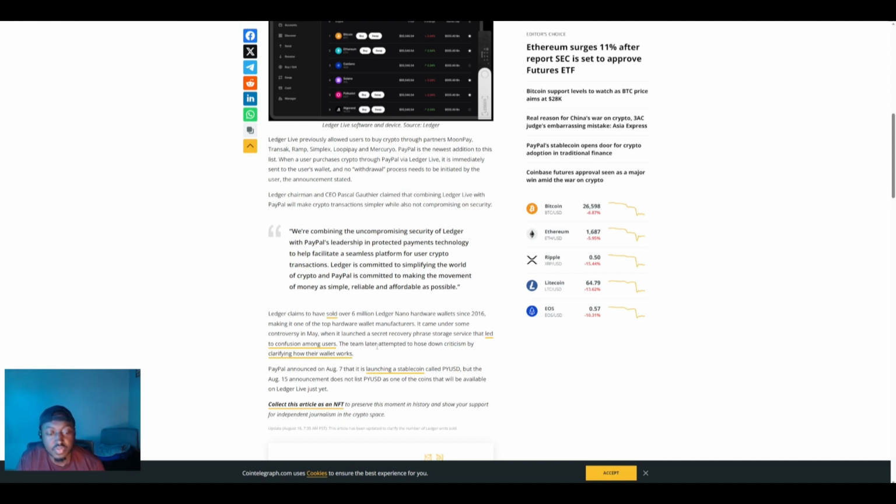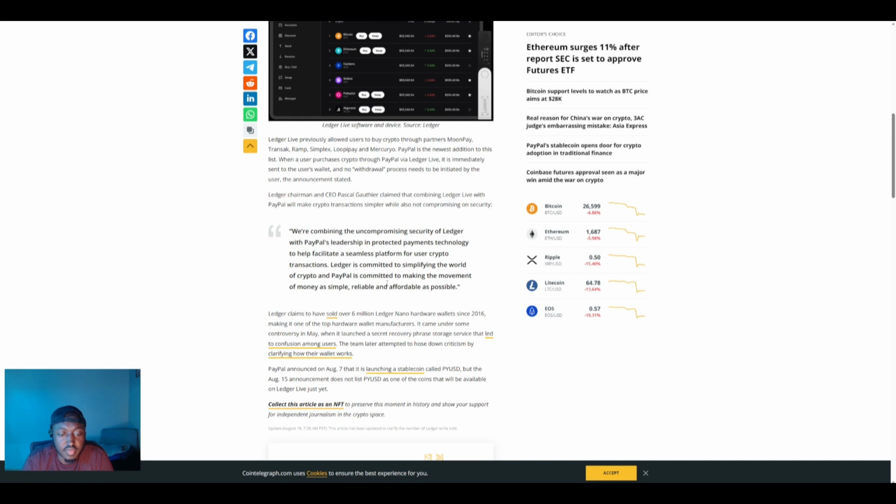I'm sorry, my bad, I left out the quote we had here. We're combining the uncompromising security of Ledger with PayPal's leadership in protected payments technology to help facilitate a seamless platform for user crypto transactions. Ledger is committed to simplifying the world of crypto, and PayPal is committed to making the movement of money as simple, reliable, and affordable as possible. Now remember, this is coming on the back of finding out that Ledger basically got a little back door going on with your crypto keys.